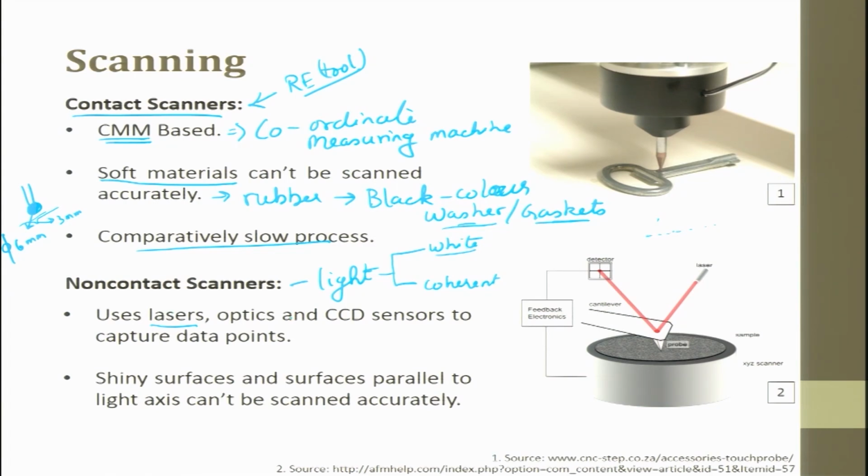So laser can be used, optics can be used, and CCD, charged coupled device sensors and cameras can be used to capture the data. So where do we find difficulty? Highly shiny surfaces as well as highly rough surfaces. Then surfaces parallel to the light axis cannot be scanned properly. So here is a technique wherein laser is used for measuring the profile, topology, whatever it is.